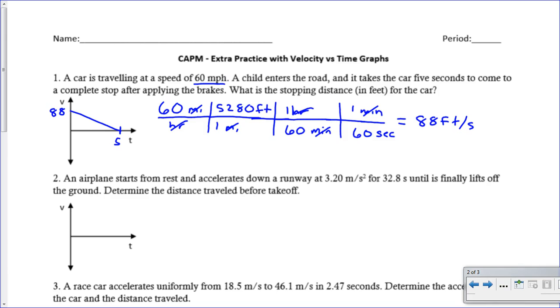And so this question asks for the distance traveled while it's stopping. So now that we've got these elements, the distance traveled is the area underneath the curve. So we're going to find this area here and use that to determine what the distance traveled is. This is a triangle, so it's just 1/2 base times height, which in this case is 1/2 times our base is 5, our height is 88. And if you go through and calculate that, you should get 220 feet. All right, so that one wasn't too bad aside from the conversion, which was a little bit of work.